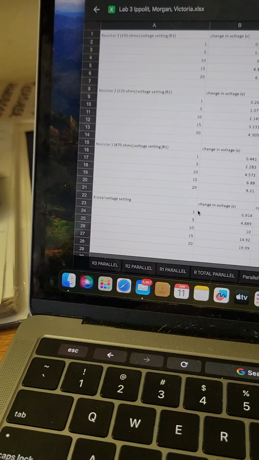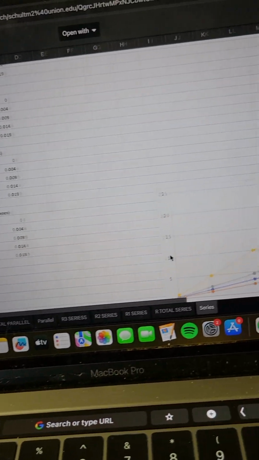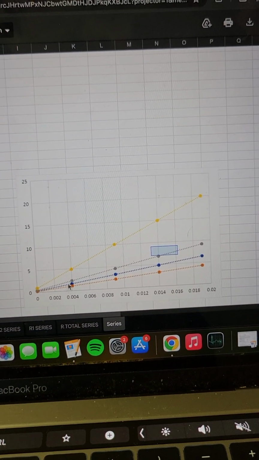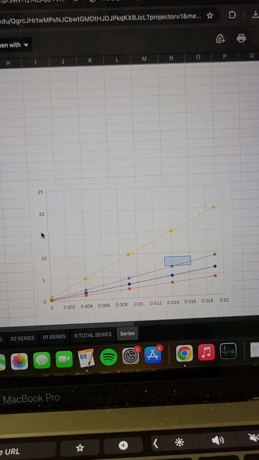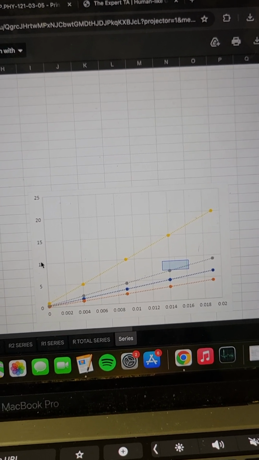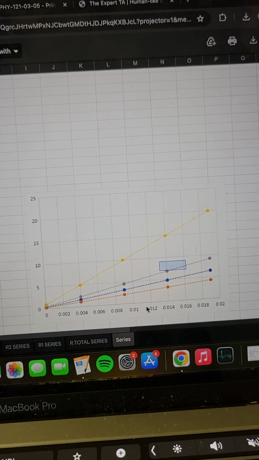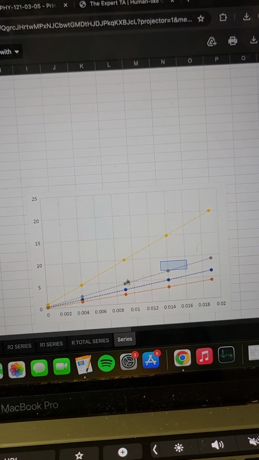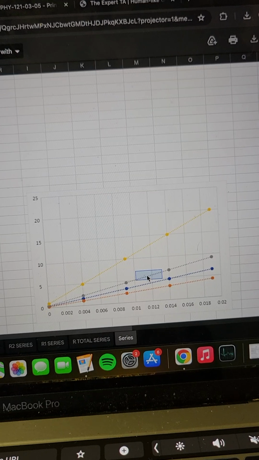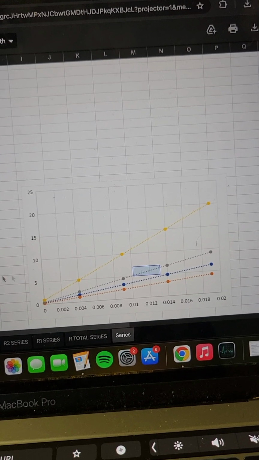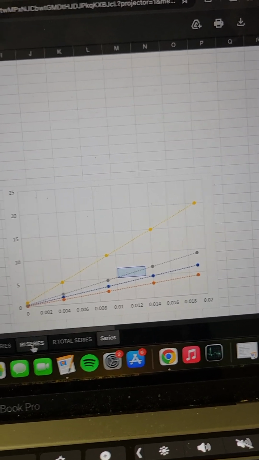Now, looking at the total, which is interesting, we were able to graph this. And now we have the change in voltage as the y-axis and the current as the x-axis, giving us that the slope of this will tell us what the equivalent resistance is.